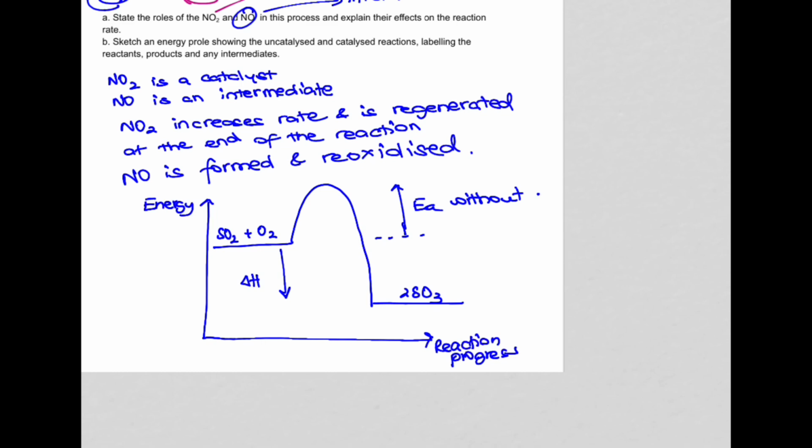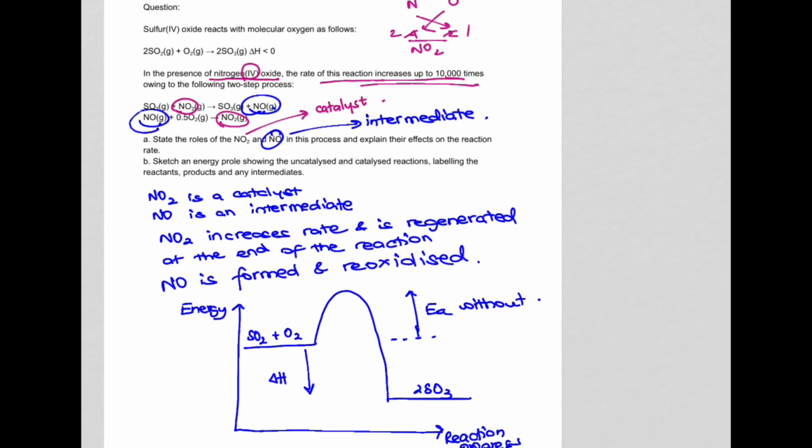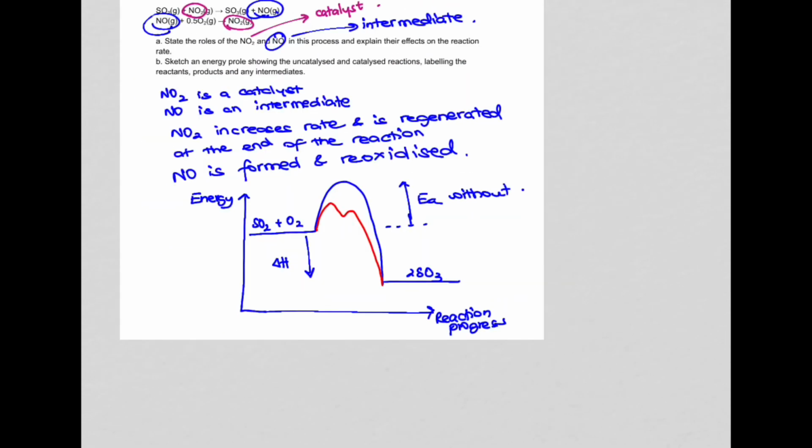Now, with catalyst, you can see that NO is the intermediate, like this. Therefore, over here, I'm going to have NO. This will be where NO is going to be found, and the activation energy is going to be from this to here. So this is activation energy of catalyzed.